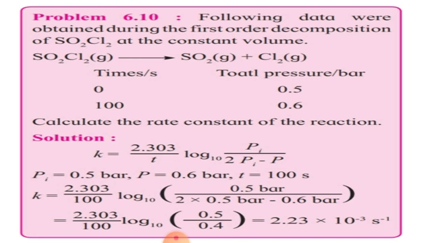Let's solve it. Apply this simple term, 0.5 upon 0.4. If you want to apply log, then we are supposed to do anti-log. It is a simple calculation. We are solving it. Then we are getting the final answer, which is 2.23 into 10 raised to minus 3 per second. In this way, we have calculated the rate constant for the reaction which is in gaseous state. It is a simple calculation.